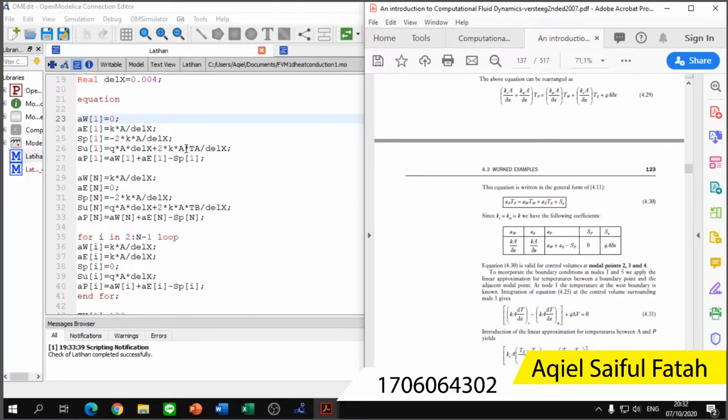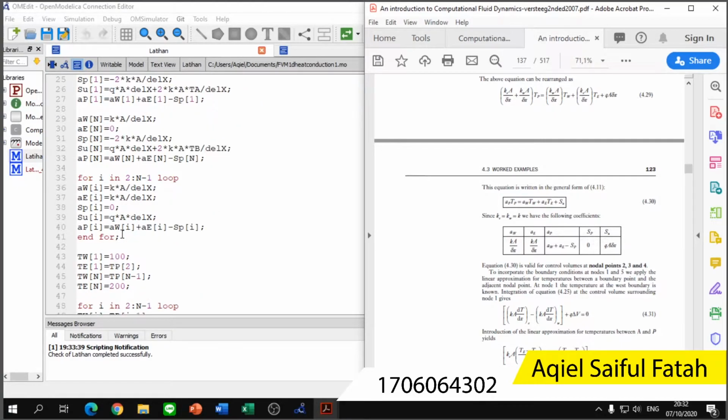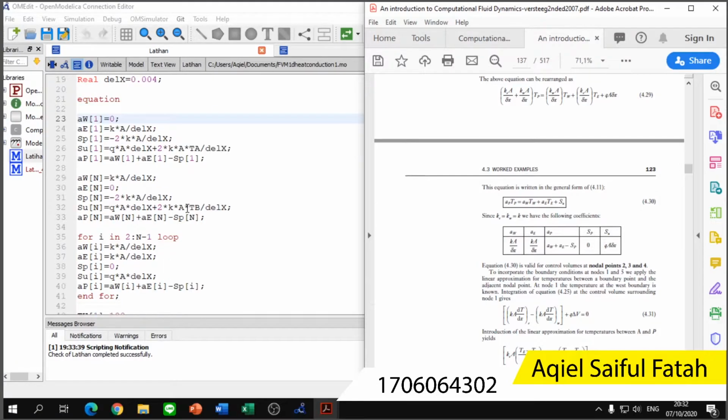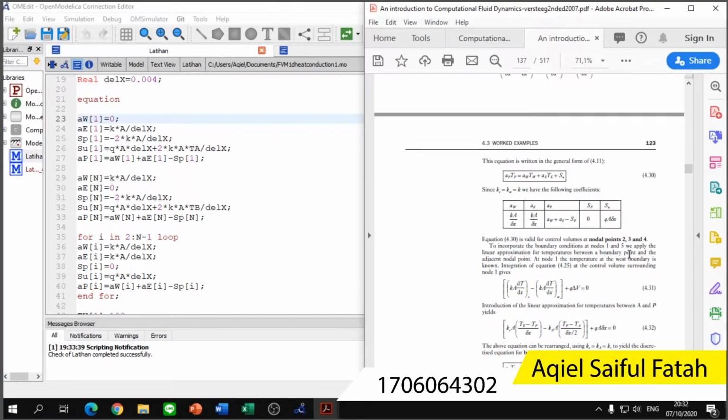And then for the next one, where AWI for I in 2 to n minus 1. Where is it? In the code, it should be below AWN. Oh, AWI. Those equations refer to nodal points 2, 3, and 4, which are not defined as node 1 and node 5. So the equations on top are for nodes 1 and 5, and the ones on the bottom are for nodes 2, 3, 4. In the example, they already gave us the equations for nodes 1, 5, and 2, 3, 4, so we just fill in as is in the book into the program.